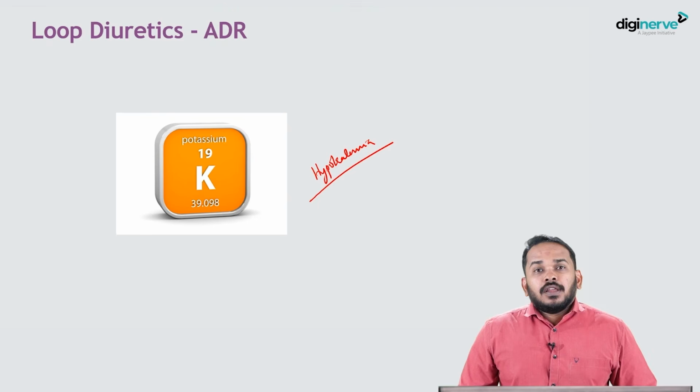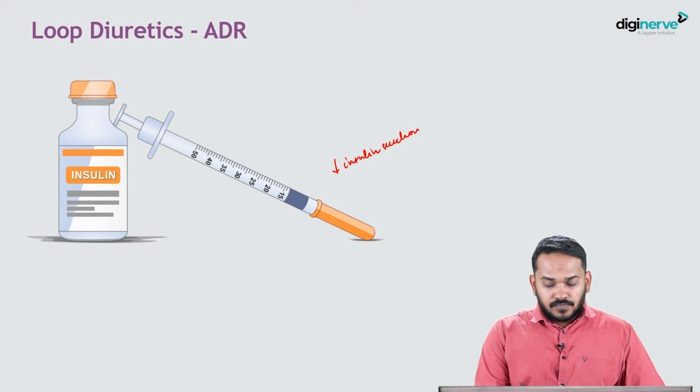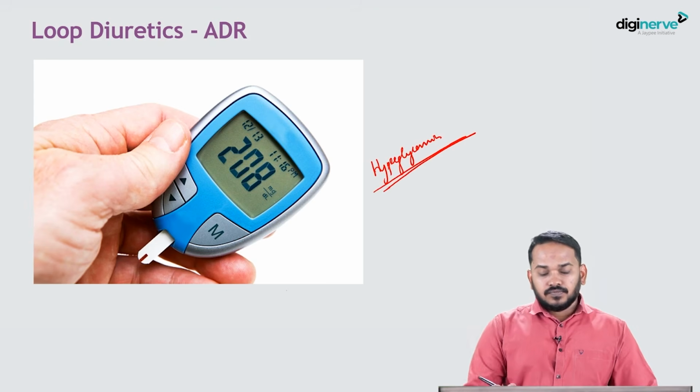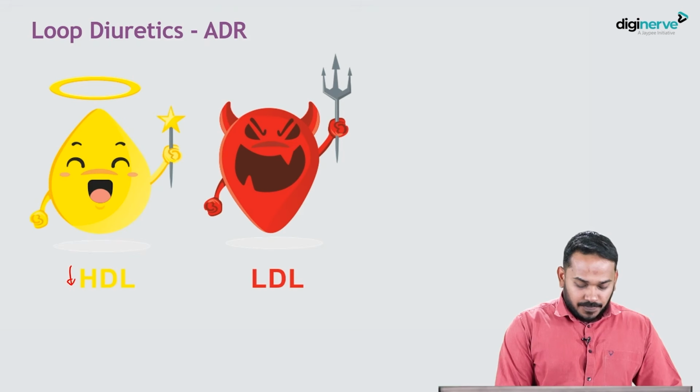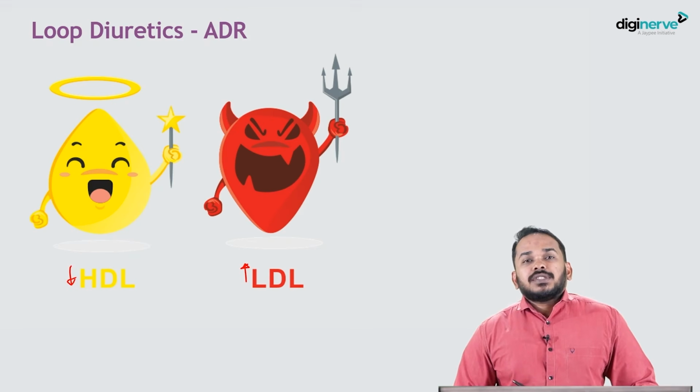Potassium is very essential for the secretion of insulin. By increasing the excretion of potassium, it reduces the serum levels of potassium, reducing insulin secretion. So this can result in hyperglycemia. Loop diuretics reduce the levels of HDL cholesterol and can increase the levels of LDL cholesterol. So these are the adverse drug reactions associated with loop diuretics.